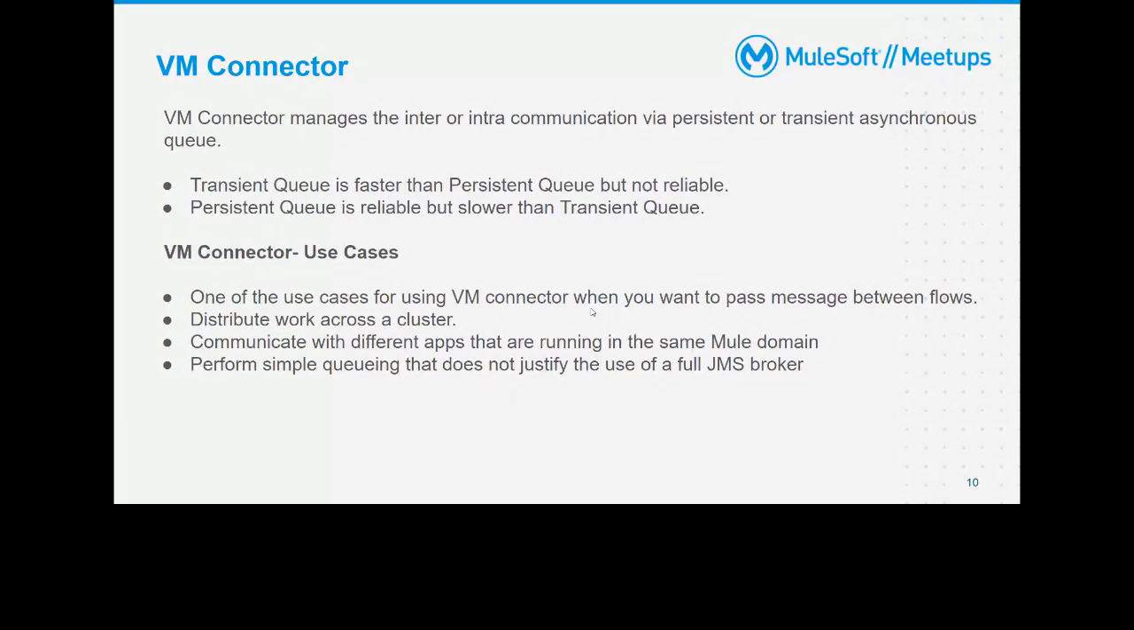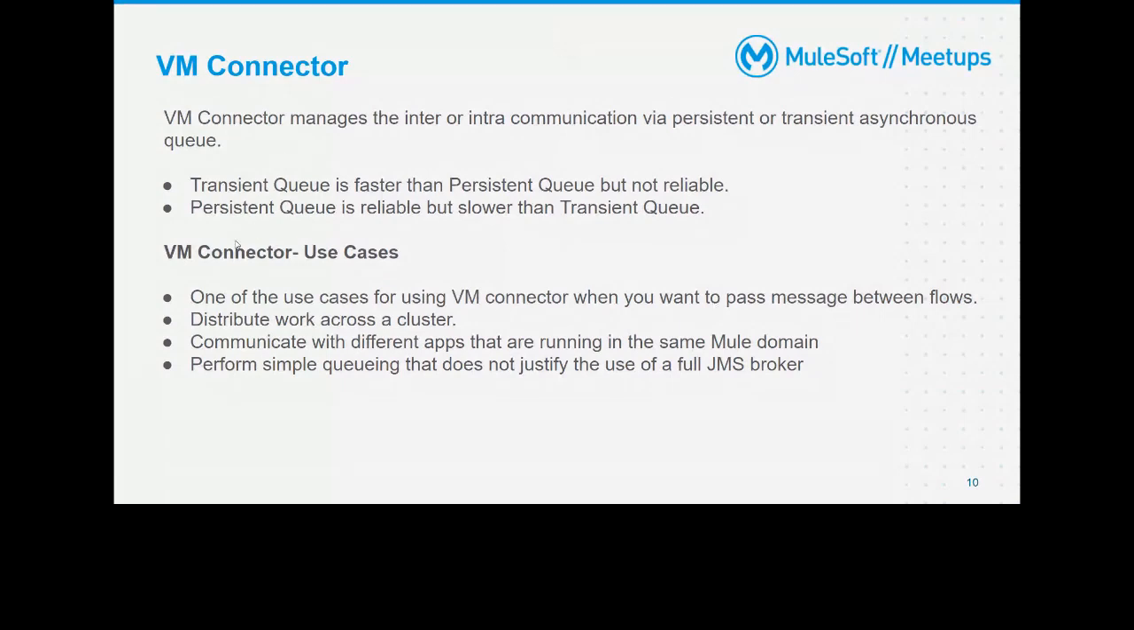A transient queue is faster than a persistent queue, but not reliable. What does this mean? Transient is basically an in-memory queue. Once you restart the application, if there is any message in that particular transient queue, the message will be lost. A persistent queue is reliable but slower than a transient queue. In that case, it writes data to a file or some disk space. If the application restarts, the data is persisted. Basically, you can retrieve the data after a restart or shutdown of your application.